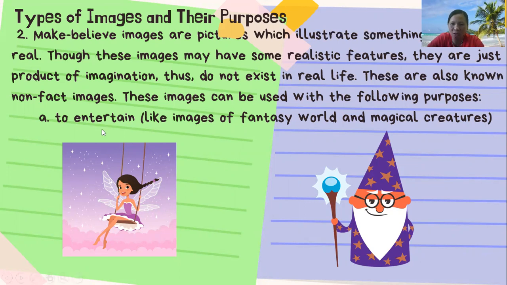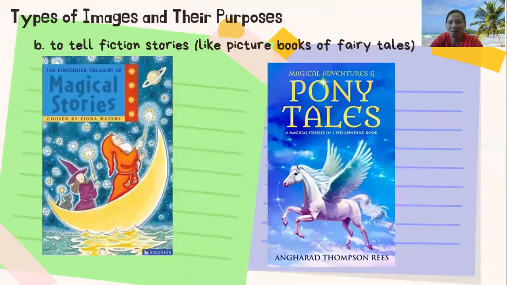Number 1, to entertain, like images of fantasy worlds and magical creatures. See, these are examples of magical creatures. We have here a wizard, we have a fairy. These are just a product of imagination. There's no such thing existing in real life. Next, to tell fiction stories, like pictures in books of fairy tales. Here are the examples: the magical stories, the pony tales. These are just examples of telling fiction stories. When you say fiction stories, these are not true.